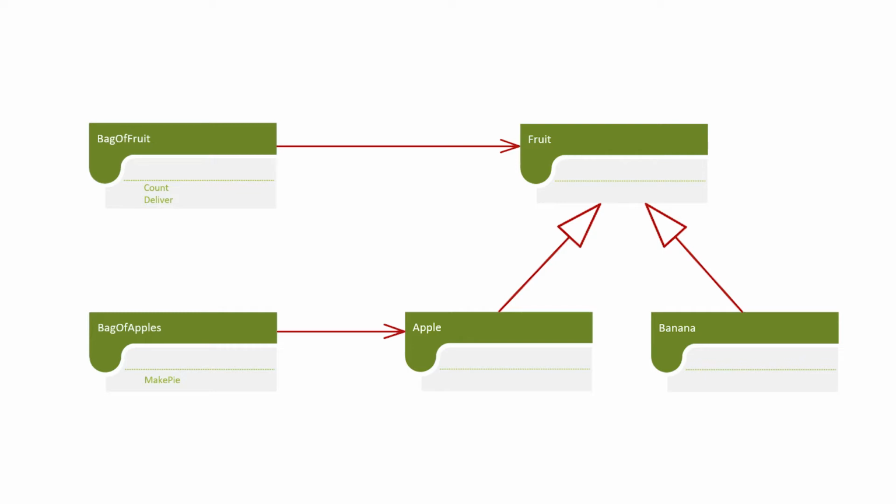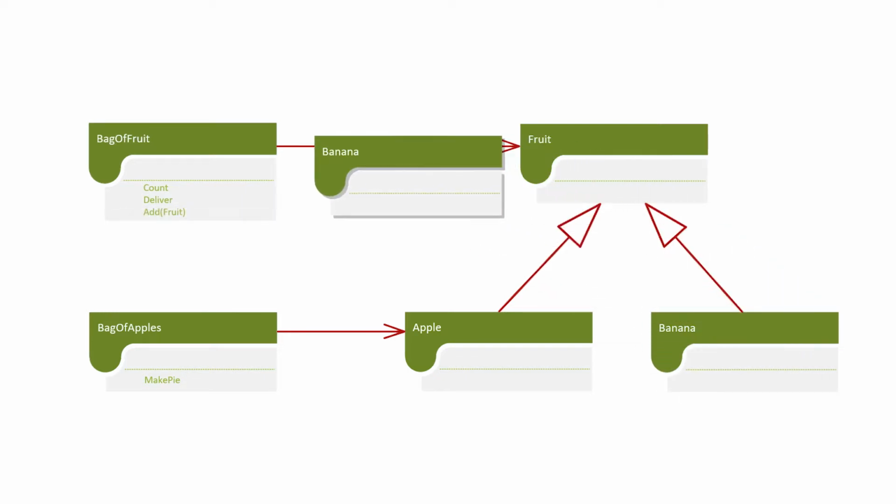But the one we've got to ask ourselves, as we talked about with the LSP, is there anything you can do to a bag of fruit that you can't do to a bag of apples? And the answer is yes, because you can put a banana into a bag of fruit. Let's just think about that. So a bag of fruit can contain any fruit you like, apples, bananas, pears, whatever. So one of the things you can do to a bag of fruit is put a banana into it. Clearly that's not something that you can do with a bag of apples. A bag of apples, you can only put apples into it.